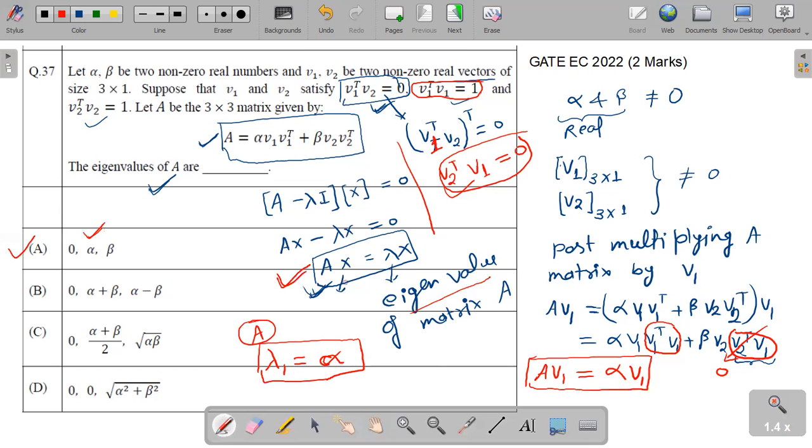But let us find the other eigenvalues. What are the other eigenvalues? That is 0 and beta. We will try to find these values, right? But option-wise you can directly choose option A, and this is sufficient for solving the question and getting the 2 marks. But from a knowledge point of view, we will complete all the eigenvalues, right?